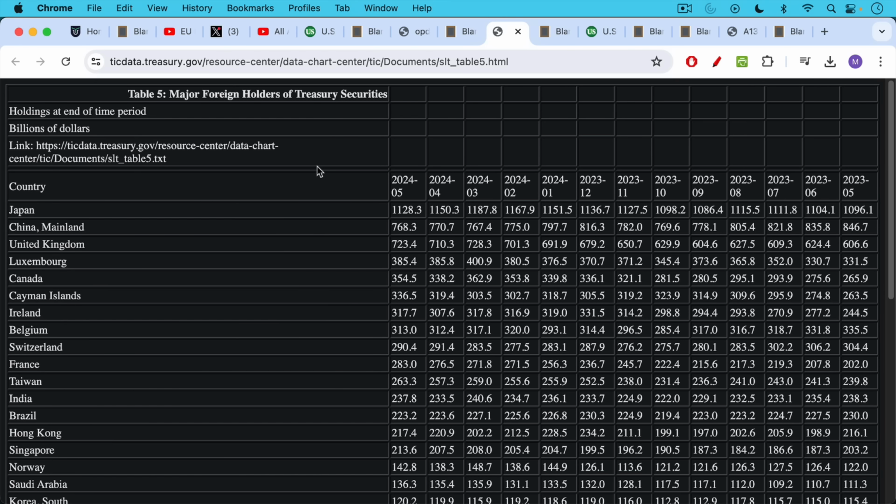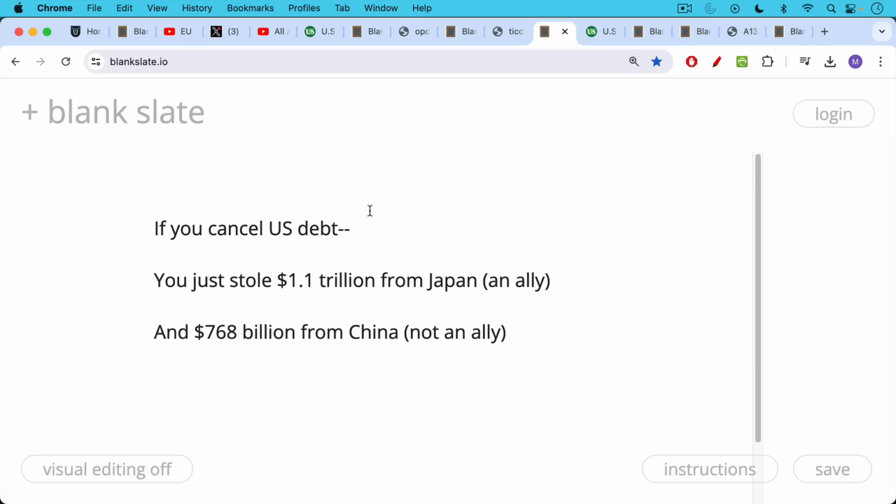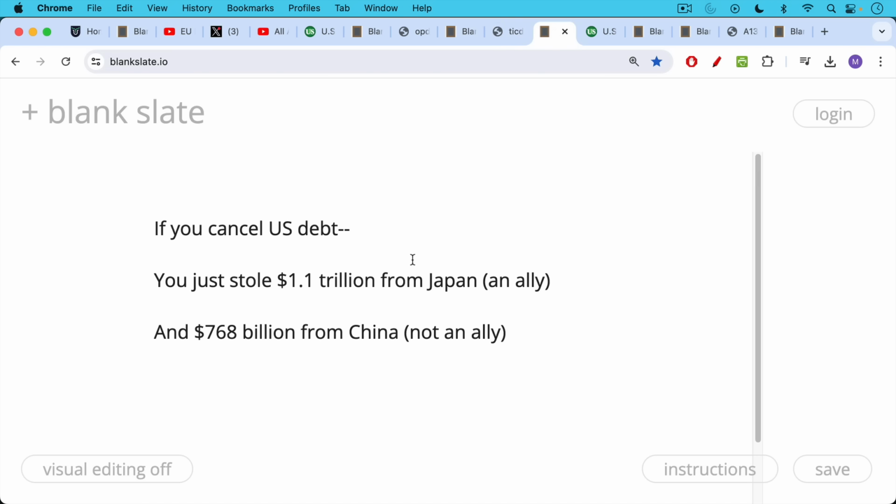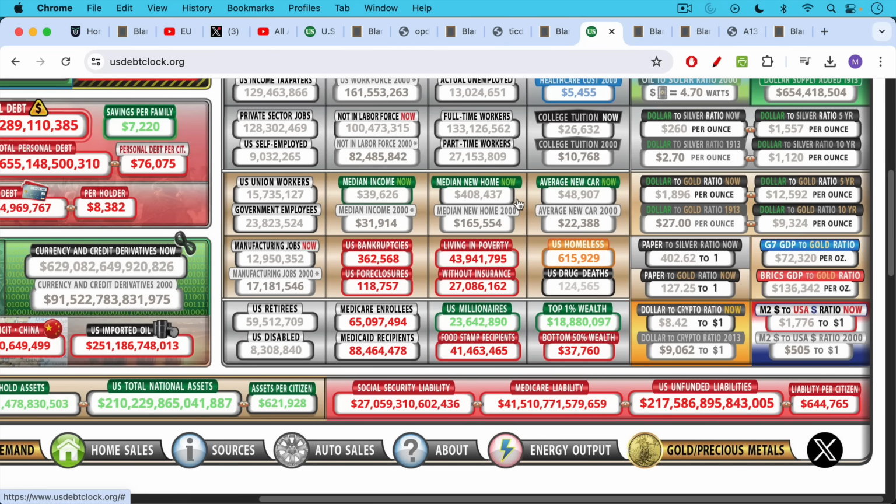If we take a look at the tick data, we can see all the holdings of U.S. Treasuries by different countries and their central banks. So if you cancel U.S. debt, you just stole 1.1 trillion from Japan. That's how much they have right here. This is in millions, essentially. You stole 1.1 trillion from Japan, and you also stole 768 billion from China, which is not an ally like Japan is. So that pretty much covers the 35 trillion in public debt that's already on the U.S.